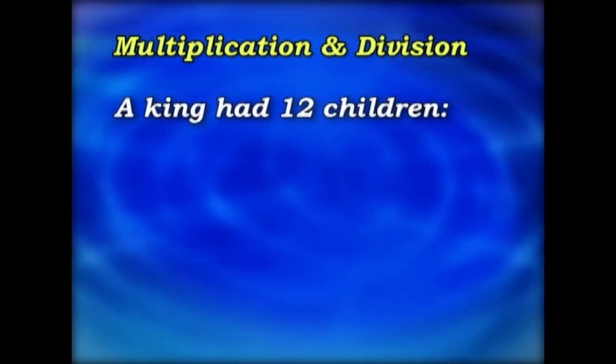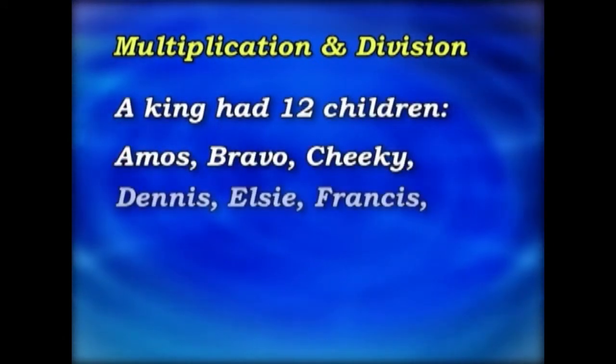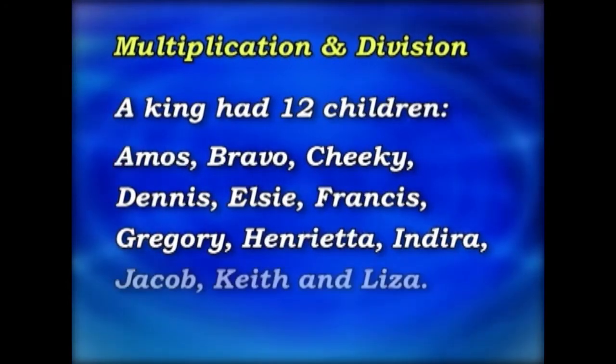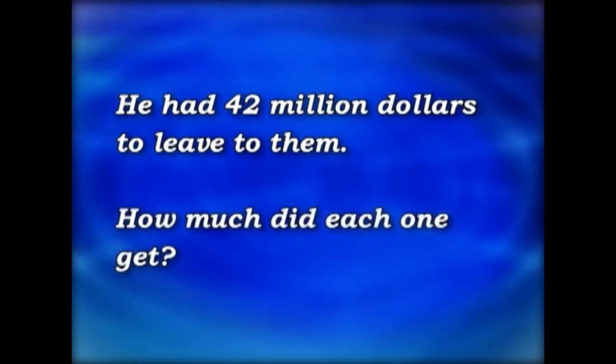A king had 12 children called Amos, Bravo, Cheeky, Dennis, Elsie, Francis, Gregory, Henrietta, Indra, Jacob, Keith and Lisa. He wanted to leave the same amount of money to each of them after his death. He had $42 million to leave to them. How much did each one get?